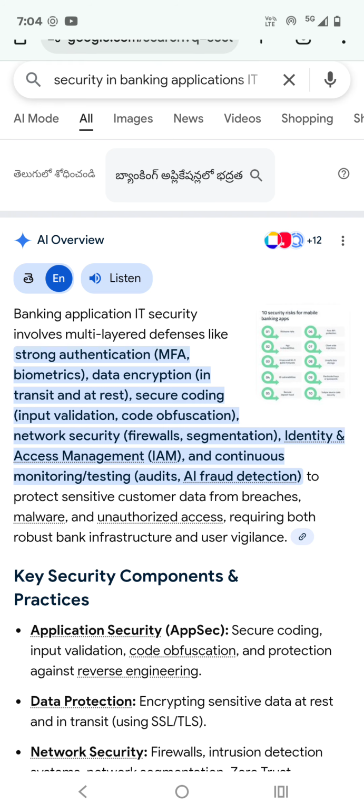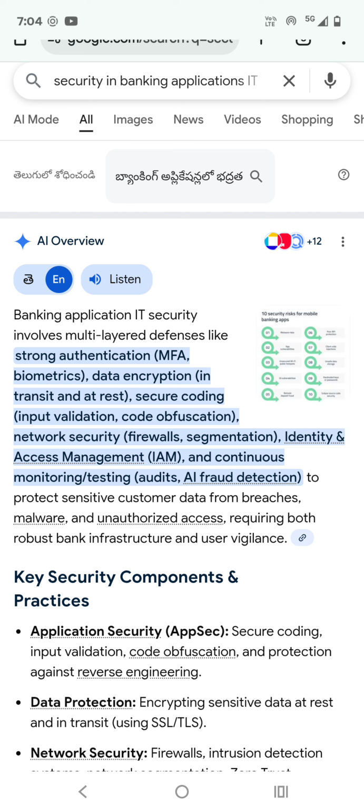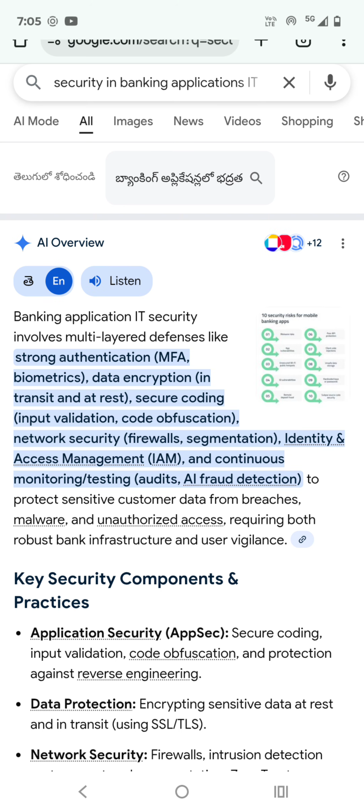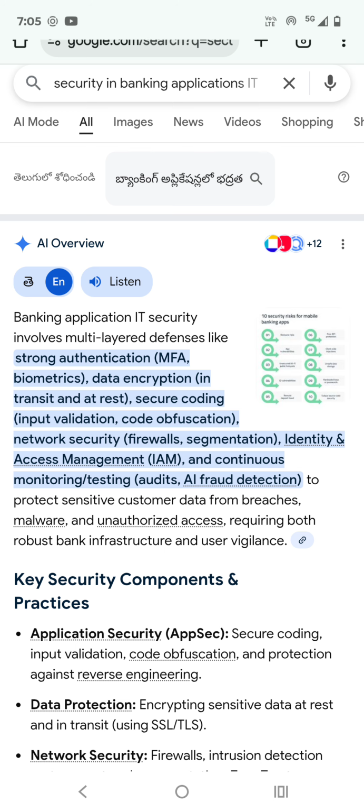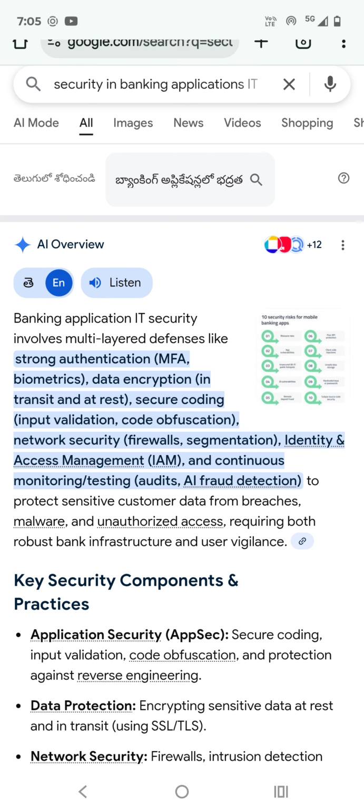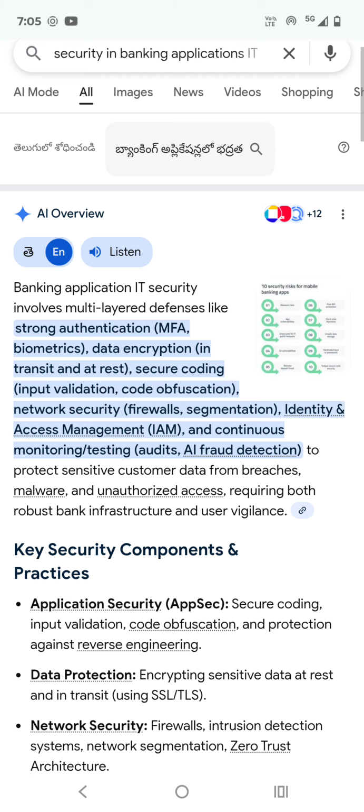Generally, whenever we log into a banking application, take any net banking application, first we have a login page, right? It basically involves multi-factor authentication and biometrics. It not only asks for your user ID and password. Sometimes it generates an OTP, and the user has to look at that OTP and enter it. That way, multi-factor authentication can be implemented, and also data encryption.